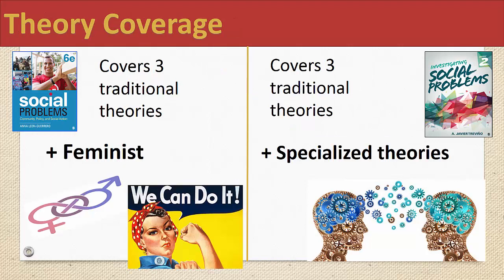Both titles cover the 3 traditional theories most often covered in sociology courses: the functionalist, conflict, and interactionist perspectives. Leon Guerrero also looks at each social issue from the feminist perspective. Trevino, on the other hand, looks at different specialized theories for each social issue that encourages a deeper look or deeper understanding of the issue.